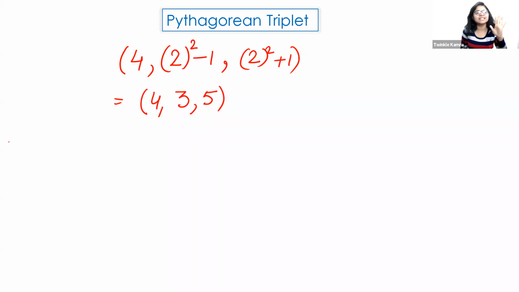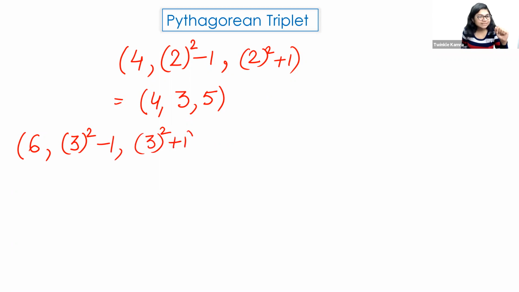Let's take any other even number. I'm just focusing on even numbers. Okay, I say 6. For 6, let's just half it. What is its half? It is 3. 3 square minus 1, then 3 square plus 1. What do I get? It is 6. 9 minus 1, 8. 9 plus 1, it is 10. I've got a Pythagorean triplet, right?